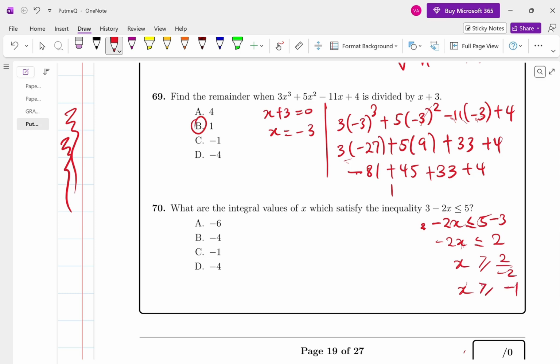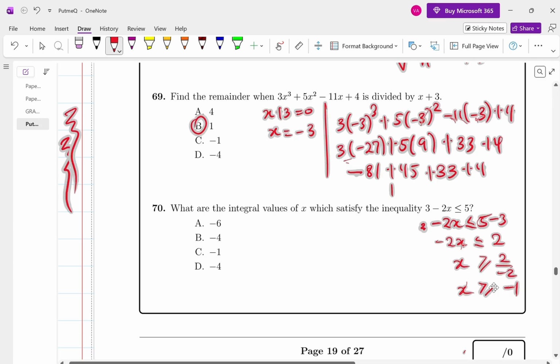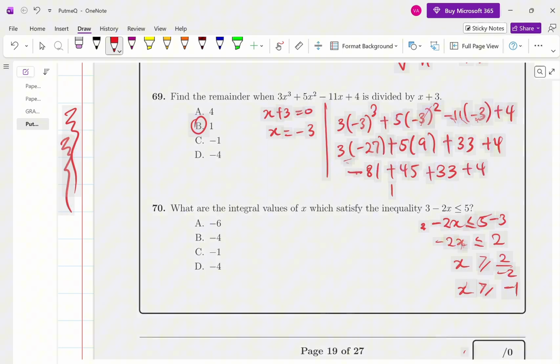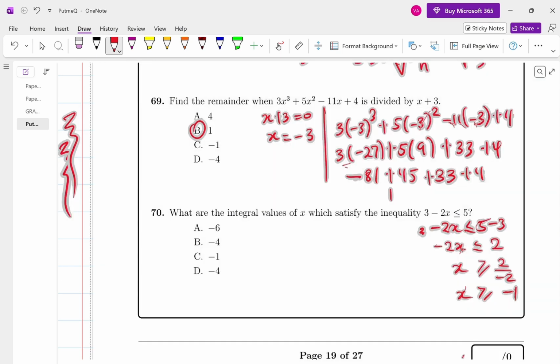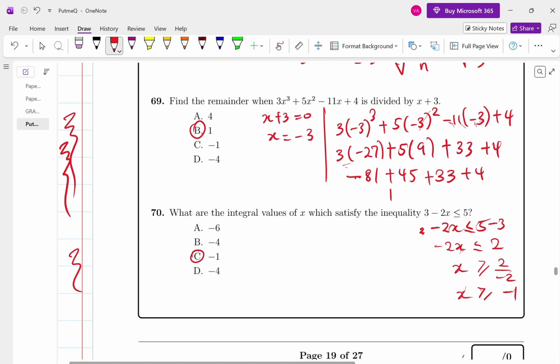Now what do you notice? You notice I changed the inequality sign. When you divide by a negative number, you have to change the inequality sign. So it says greater than or equal to minus 1. So the first integral value is going to be minus 1, because it's in fact equal to minus 1. So that's C. The next one.